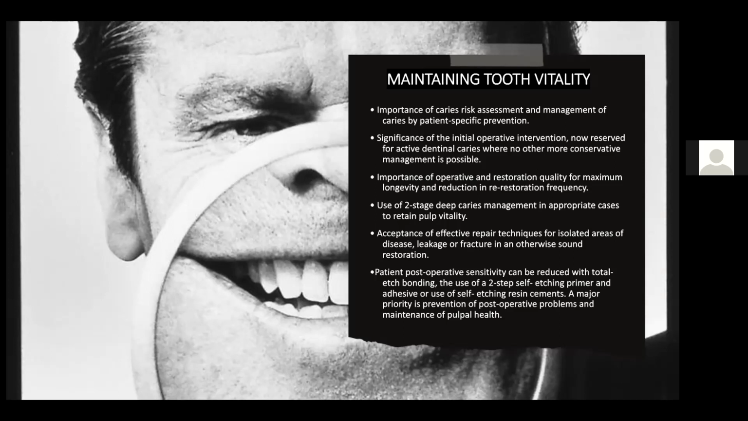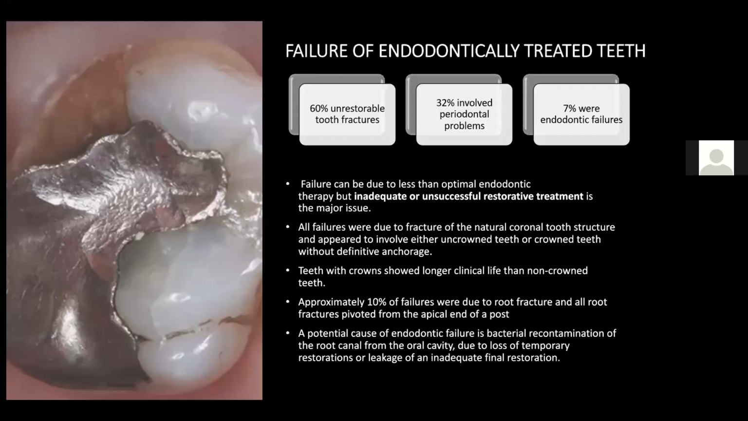Post-operative sensitivity is another reason where we always end up in endotherapy. If we can reduce post-operative sensitivity by, for example, two-step self-etching primer, using self-etching resin cements, and obviously using coolants and doing the appropriate preparation, you can avoid going into endotherapy. Next, we're going to talk about the failure of endodontically treated teeth.